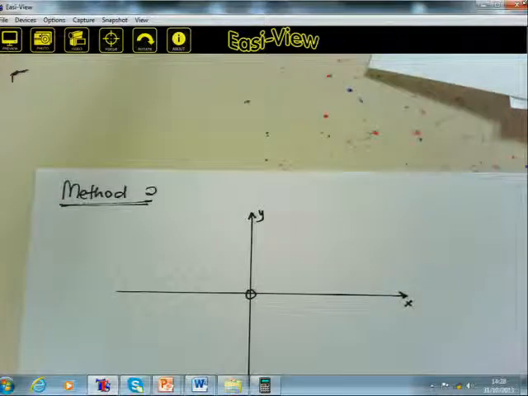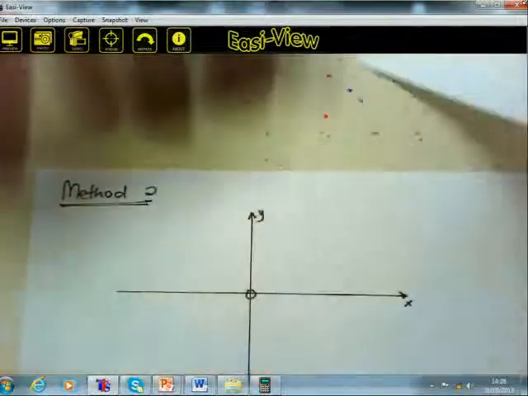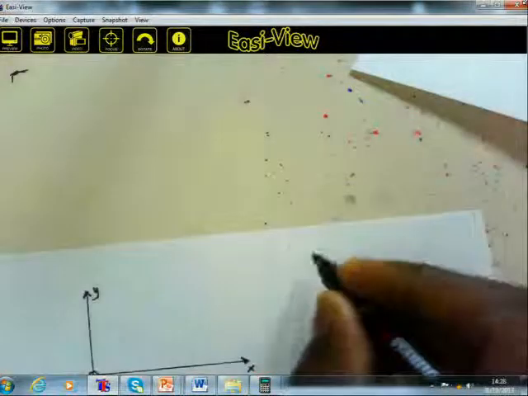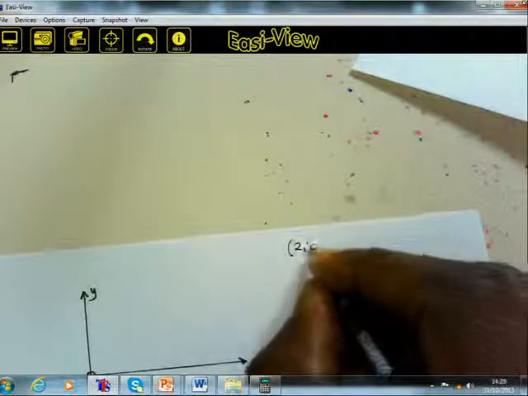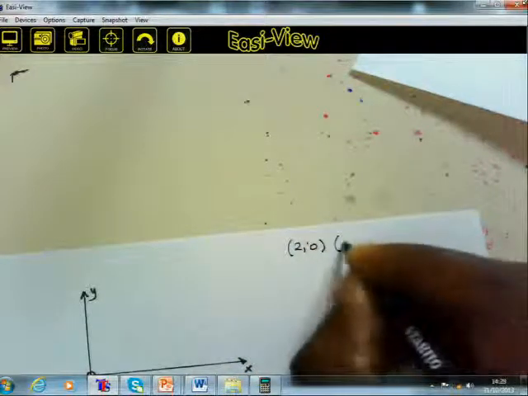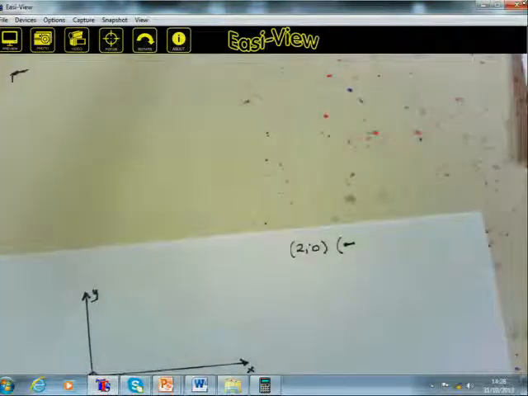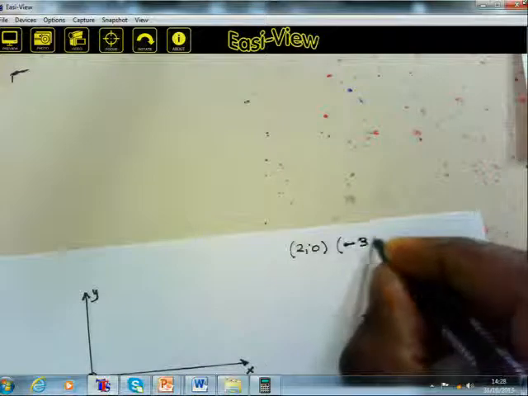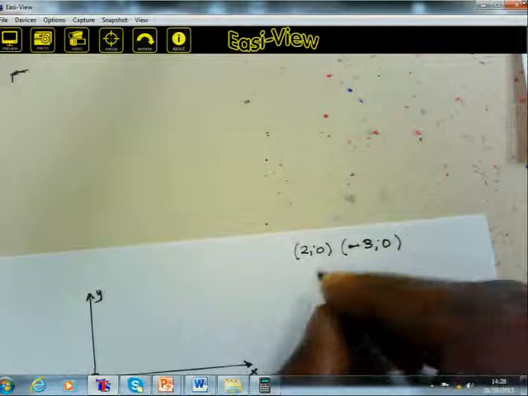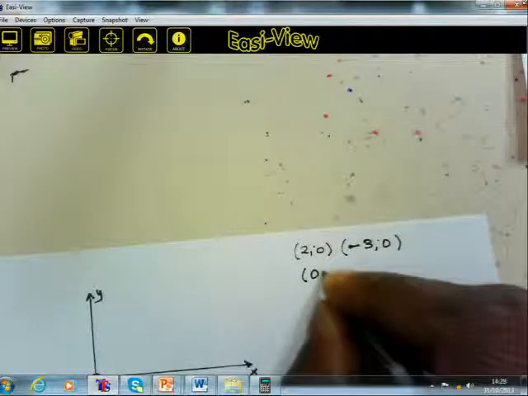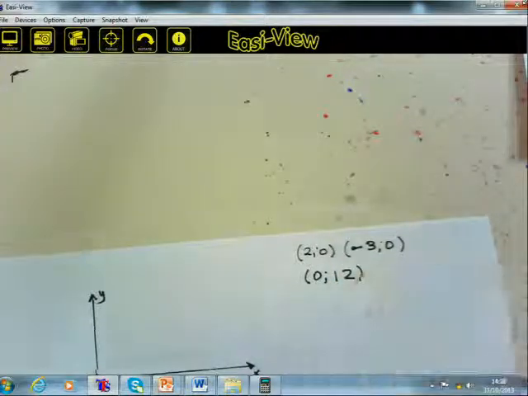And then from there you check the type of points you are having, okay? Remember, you have the turning point and the x-intercept. Let me start with the x-intercept. It is 2 and 0 as well as -3 and 0. Can you check that? Yes, it's -3 and 0. These are the x-intercepts. And then the y-intercept, we have 0 and 12. These are your y-intercept.